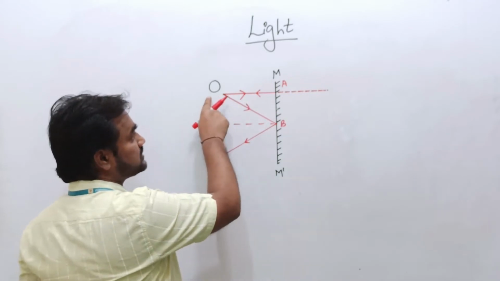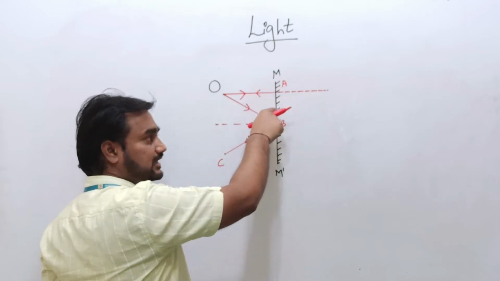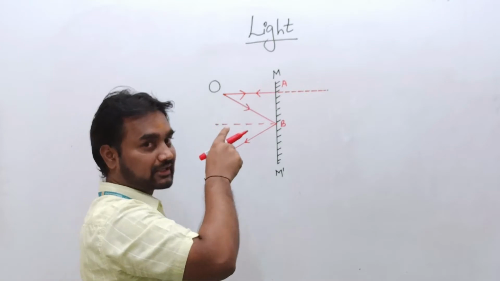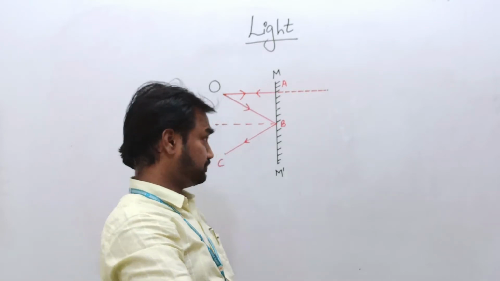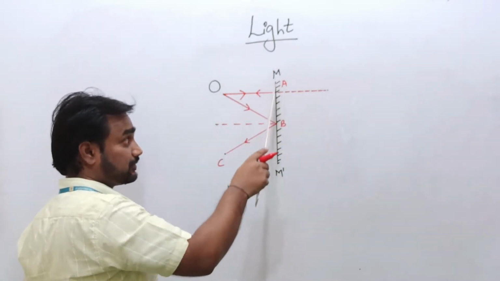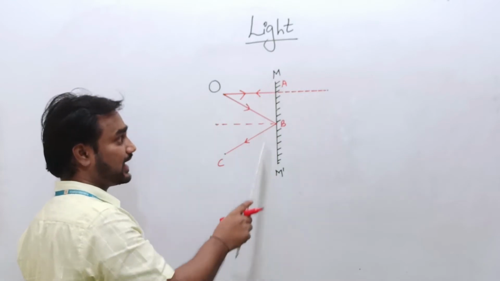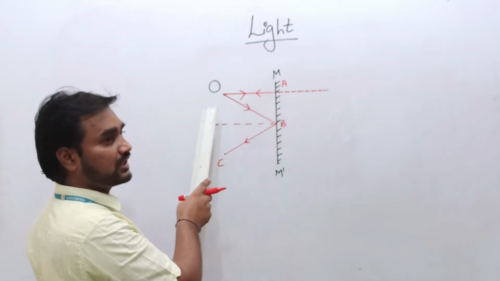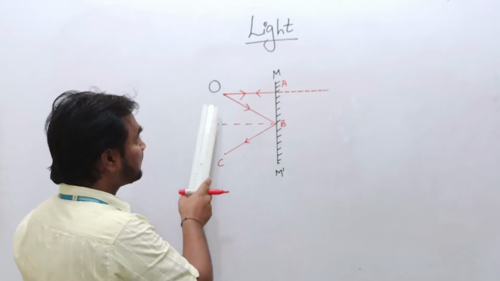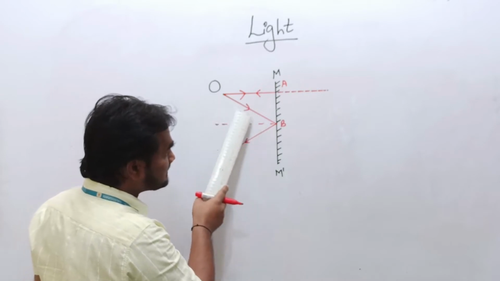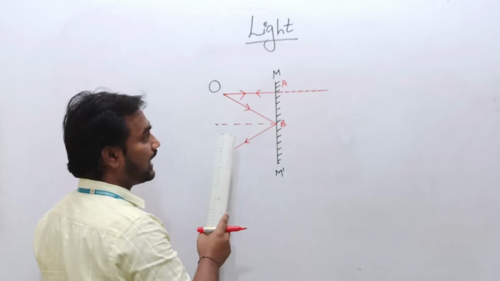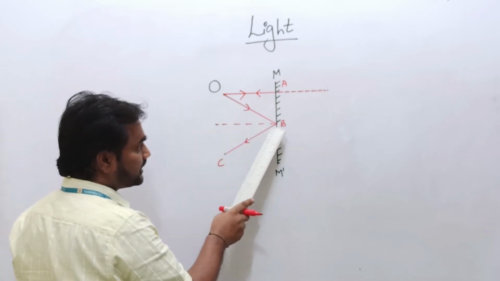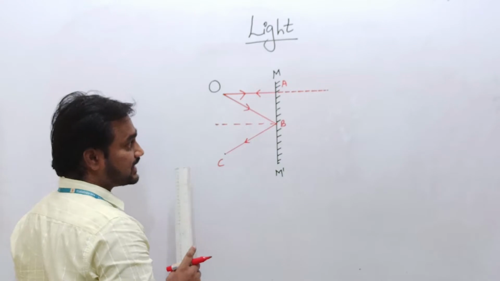Okay. The first one, OA, is the incident ray, which is incident at an angle of 90 degrees, and it is going to reflect back along the same path, because whenever the light ray falls at 90 degrees onto the surface of the mirror, the light ray reflects back along the same path. The second ray, that is OB, is incident at an angle, okay. So now next here you could see it is reflecting back with the same angle.